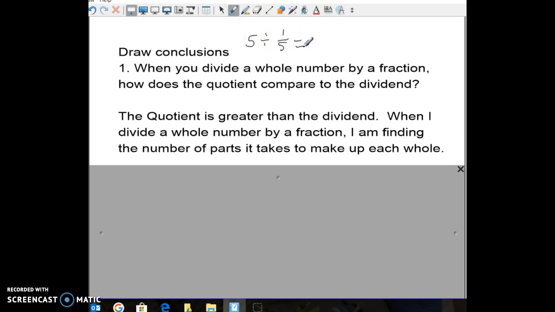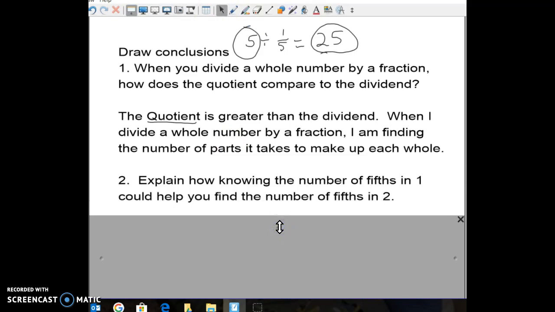Okay. How does the quotient compare to the dividend? What would I get here? If I had 5 and I divided it into fifths, I'll get 25, right? There would be 25 fifths in 5. So the quotient is greater than the dividend. When I divide a whole number by a fraction, I'm finding the number of parts it takes to make up each whole.